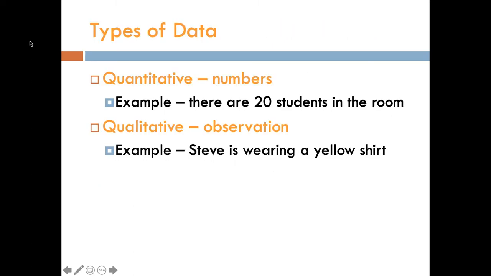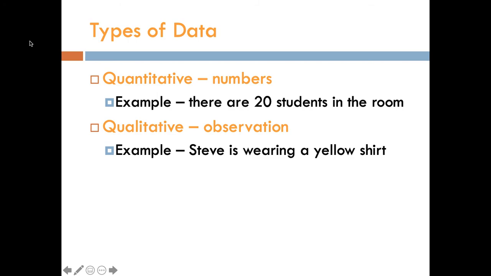And something important to remember is that there's two types of data you can collect. There's quantitative and there's qualitative. Quantitative is always dealing with numbers. An example is that there's 20 students in a room. Qualitative is an observation that's not numeric. For example, Steve is wearing a yellow shirt.